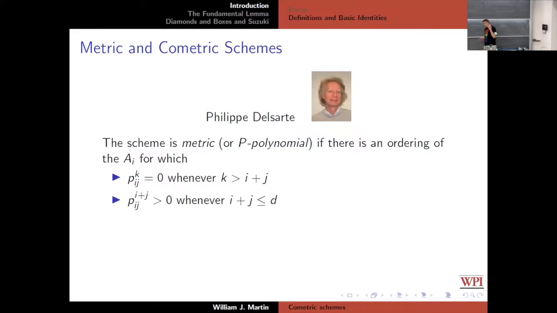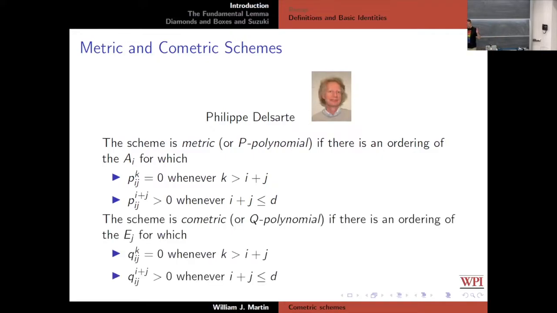And the really beautiful thing was to just dualize this and trust that it's beautiful, and it really is a beautiful concept: to say an association scheme is cometric or Q-polynomial if you can order the eigenspaces so that q^k_{ij} is 0 whenever one of them is bigger than the sum of the other two, and it's non-zero if one of them is exactly equal to the sum of the other two. I'm going to use a black box for the non-zero part.